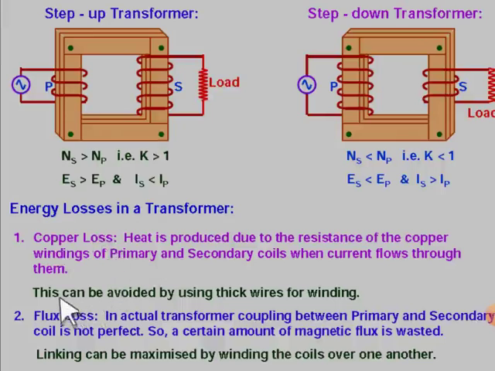Then the other one is what? That is flux losses. I told you that there is always leakage of magnetic flux when the flux is linked from the primary to the secondary, and this leakage of flux we call flux losses. These flux losses can be minimized by winding the coils over one another. If these coils are wound very closely, one above the other, we call that coupling.